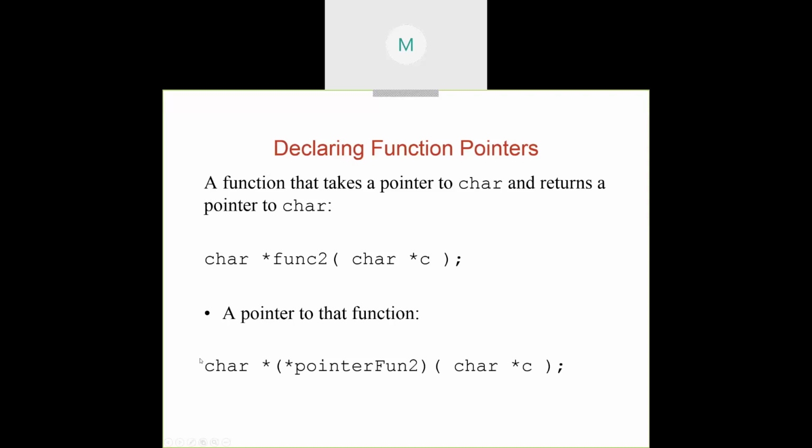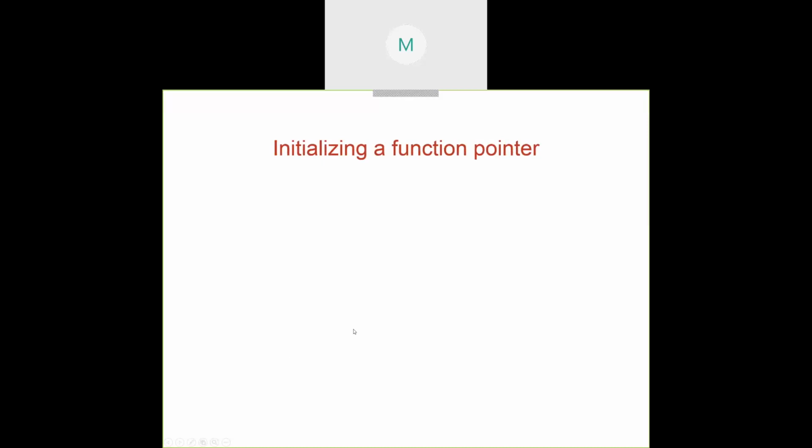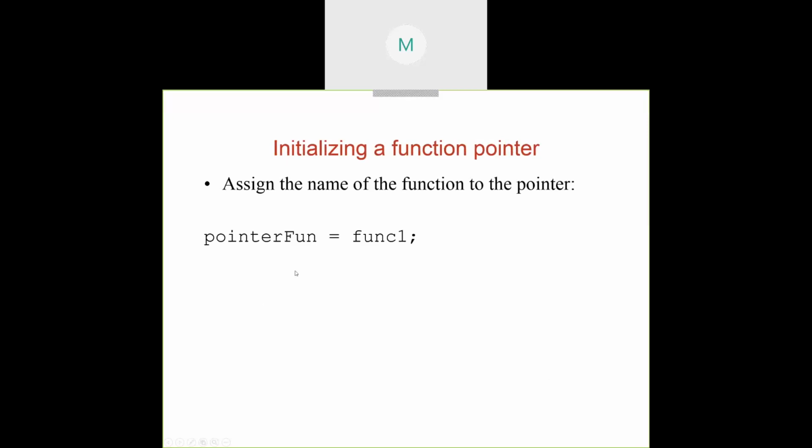Okay, same thing, the return type should be the same, right? Then the name, a meaningful name with the pointer and the parenthesis, and then the arguments would be the same here. Okay, so how can we initialize a function pointer? We have to assign the name of the function to the pointer, nothing else.